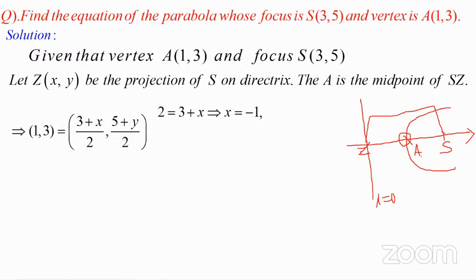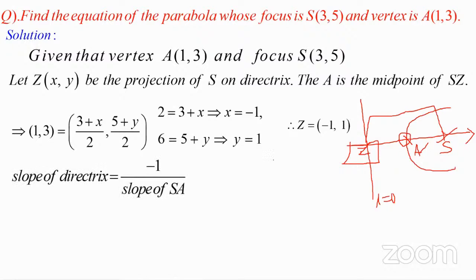Then the midpoint formula: (x1 plus x2)/2, (y1 plus y2)/2. We know the values of A and S, so we can find the value of Z. I take (1, 3) equal to ((3 plus x)/2, (5 plus y)/2). From the first, (3 plus x)/2 equal to 1, so 2 equal to 3 plus x, then x equal to -1. Similarly, (5 plus y)/2 equal to 3, so 6 equal to 5 plus y, then y equal to 1. Then the Z coordinates are (-1, 1).